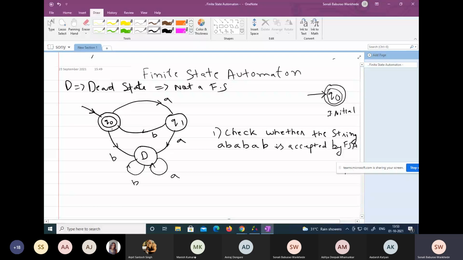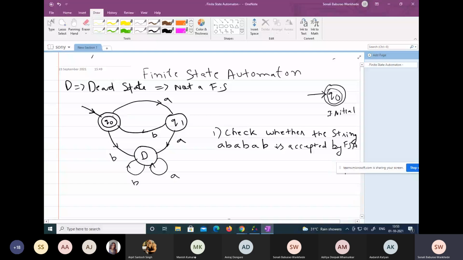So this state diagram is given to you. And what's my initial state? My initial state is also accepting. The question given to you is: check whether the string ABAB is accepted by the FSA. You have to check that. Is it accepted? Just check the traversal.